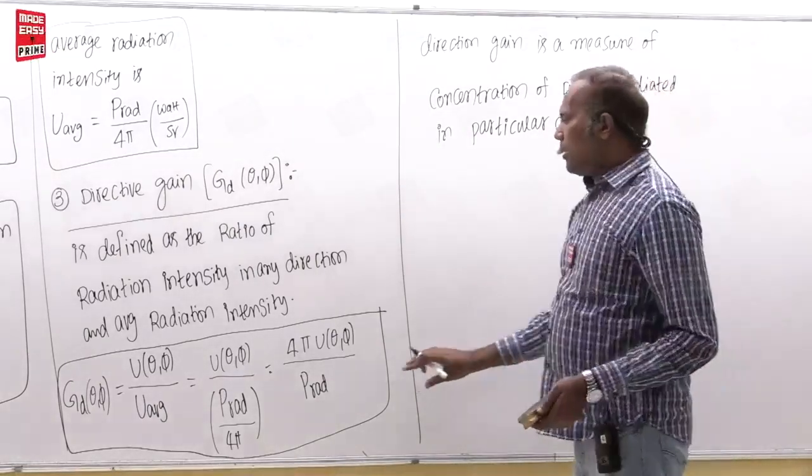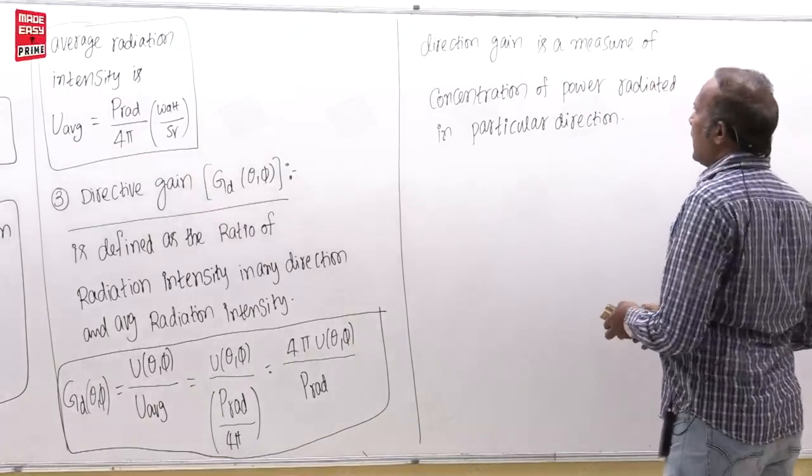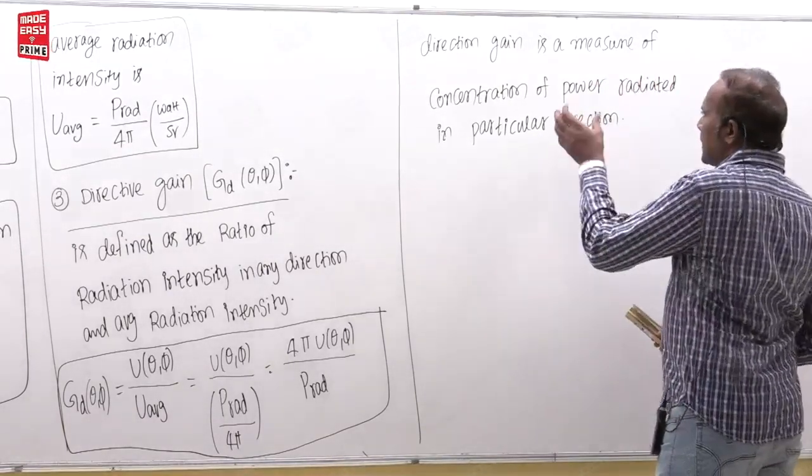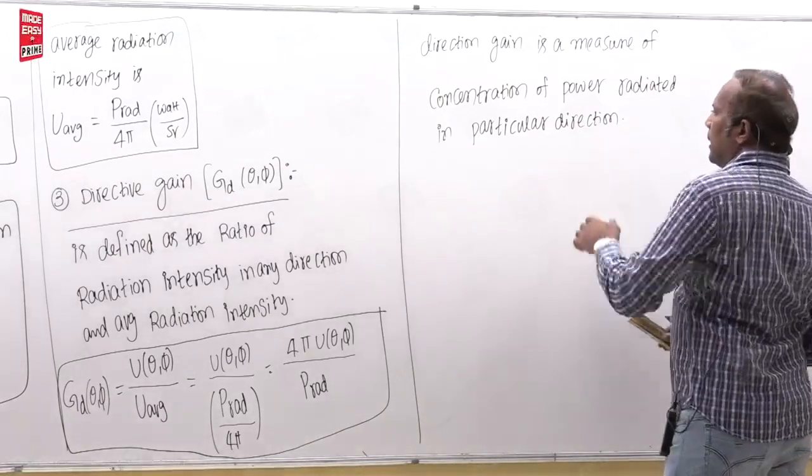So this one you have to remember. This is just for your information. Then directive gain is a measure of concentration of radiated power, or power radiated in a particular direction.